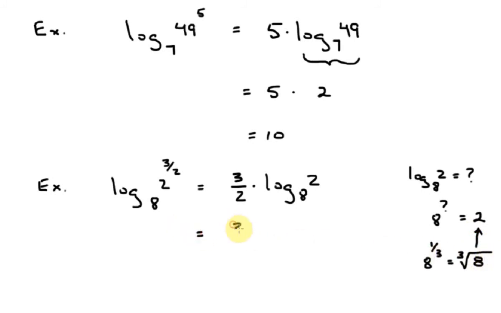So what does that mean back over here? Well, we have 3/2 times, and we just figured out that this guy is 1/3. So I have 3/2 times 1/3. The 3's cancel, and I'm left with 1/2 as my exciting answer. Okay, I have one last example, and then I'm going to stop for today on this.